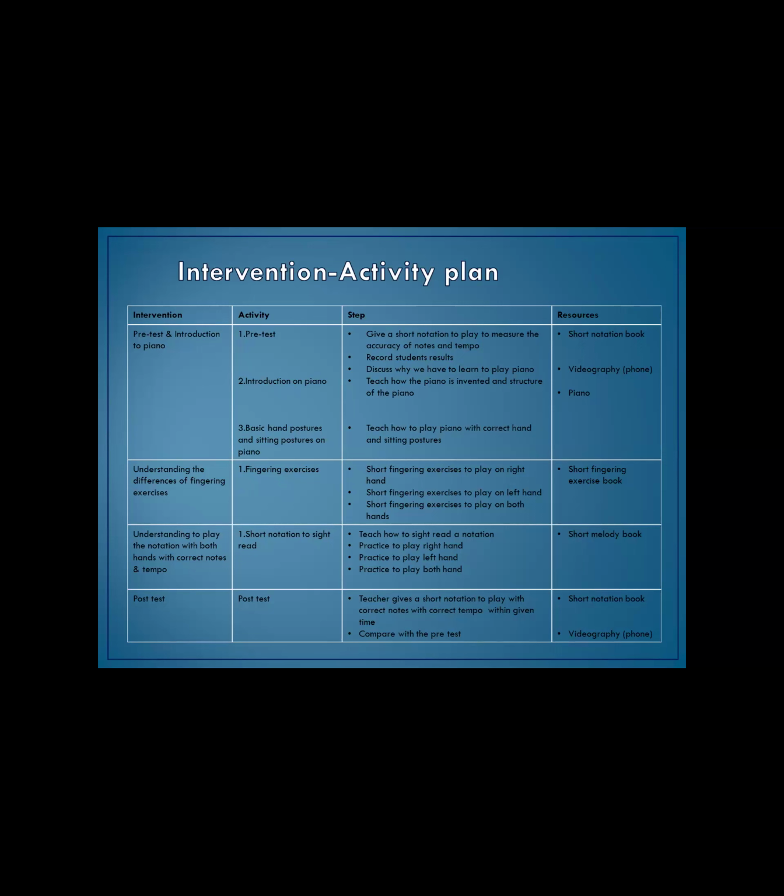Then the next intervention is understanding how to play the notation with both hands with correct notes and relevant tempo. I will give a short notation to sight read. Then I ask them to practice on the right hand, then the left hand, then both hands. In the post test, I will give a short notation to play with the correct notes and the correct tempo within the given time. Then I will compare with the pre-test.